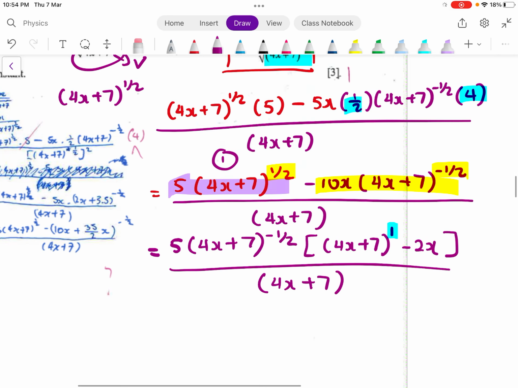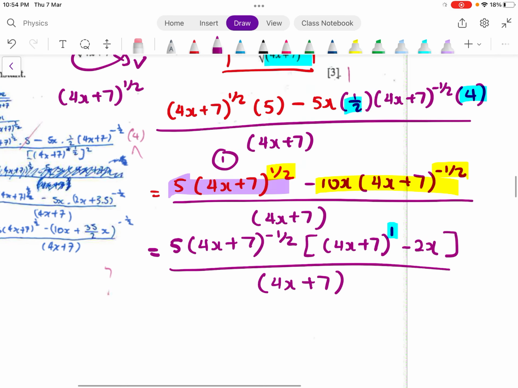Looking at the square bracket, 4x + 7 minus 2x is a simple simplification: you simply put 2x + 7. Of course, don't forget the front part, (4x + 7) to the power of negative half, the whole thing over (4x + 7). The form is almost there. What I need to do is move this thing to the bottom. So what is left is 5(2x + 7), the whole thing.